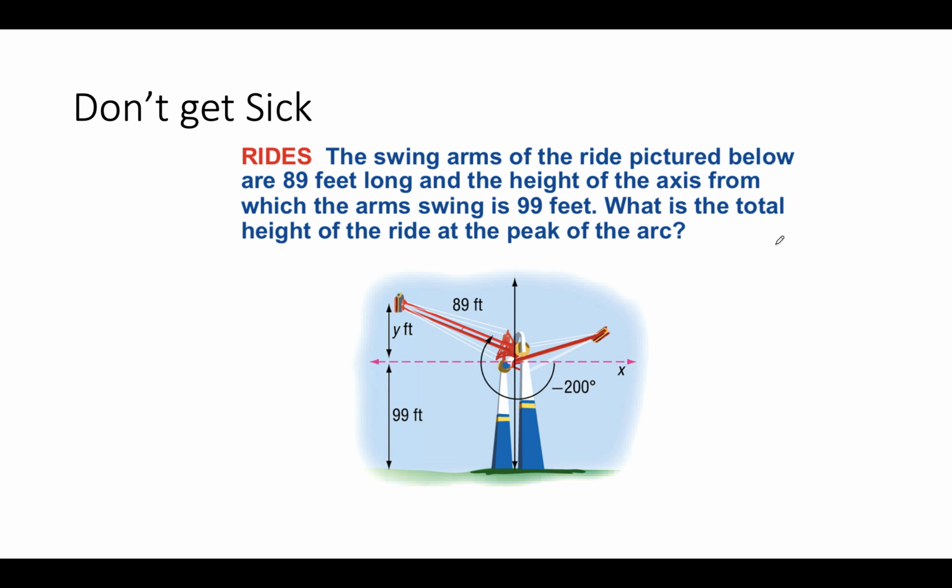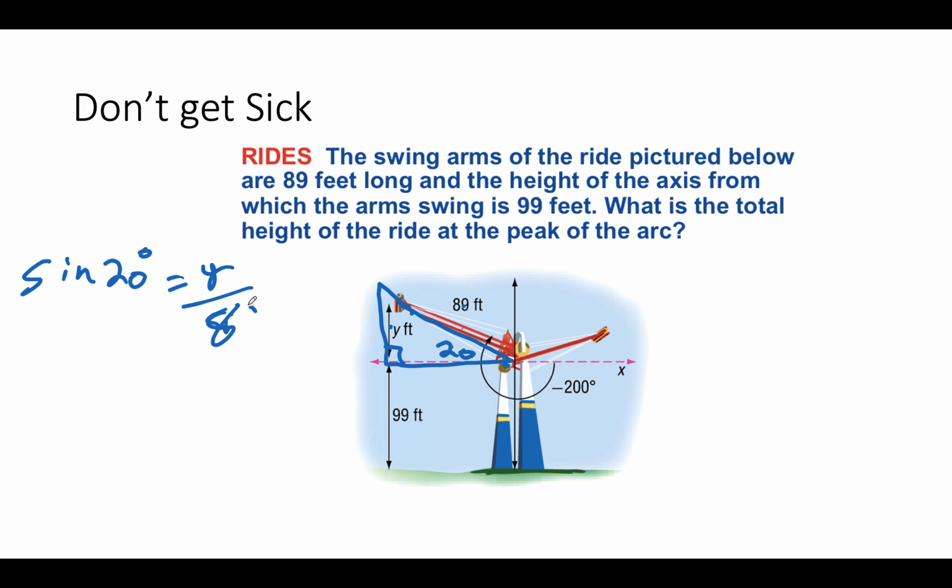Okay. Let's see. The ride here, what are we doing? The swing arms on the ride pictured below are 89 feet long. And the height of the axis is that. What is the total height of the ride at the peak of its arc? So what we're looking for here is, here's my angle. Here's my reference angle I'm looking for. Okay? I went 20 past the negative 180. So I'm really looking for the opposite over hypotenuse. So I'm going to do sine of 20 degrees equals y over 89.